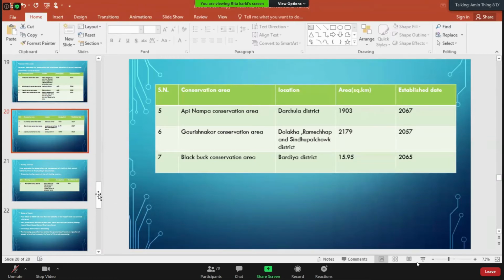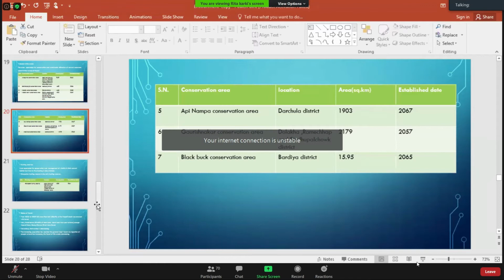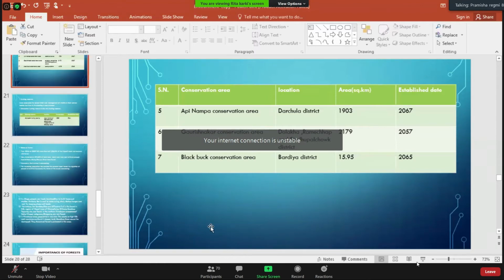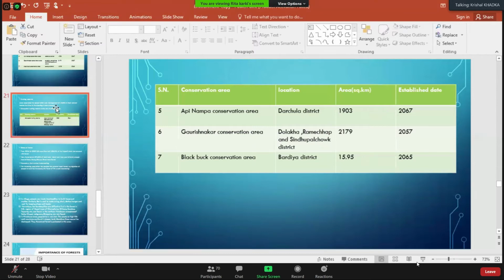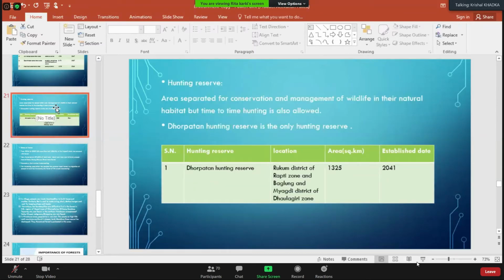Okay. Yeah, ma'am. So any problem up to here? No, ma'am. That conservation area. Yes, we can visit the conservation area. There is no problem in visiting the conservation area. We cannot go to the core region.